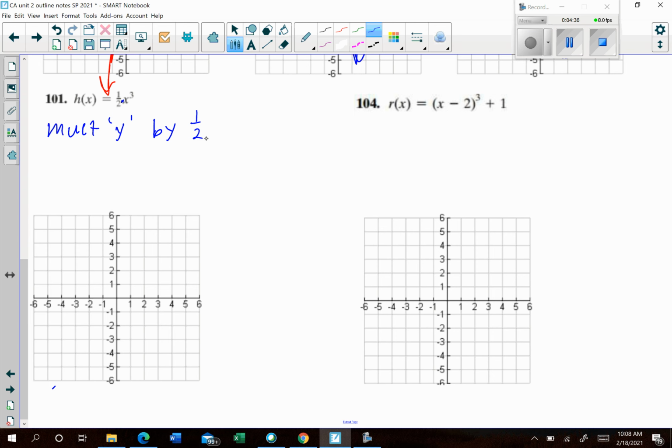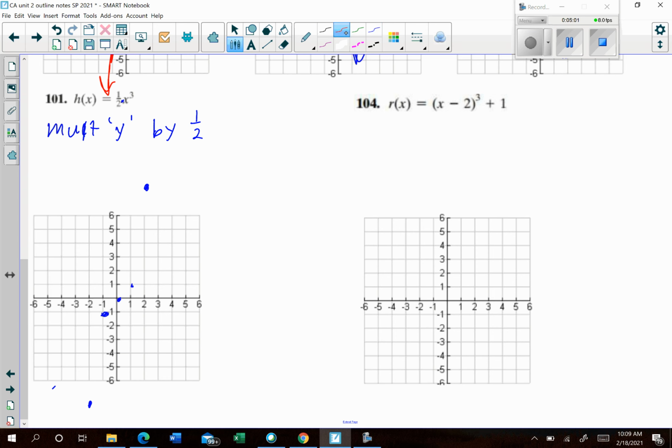Okay. So here are my key points. And I'm actually going to go ahead. Let's see. 2, 8 would be up here, and -2, -8 would be somewhere about here. It's a little off my graph. And the reason I'm using those points is because this thing's going to condense horizontally.